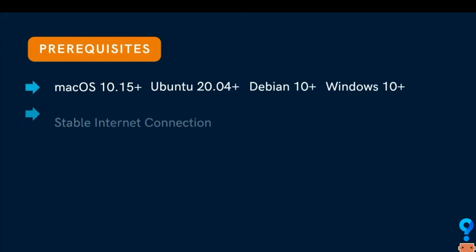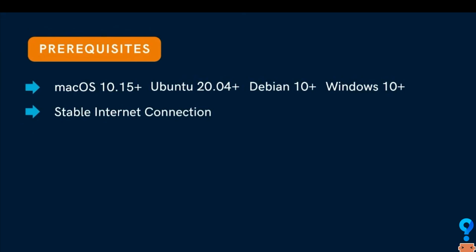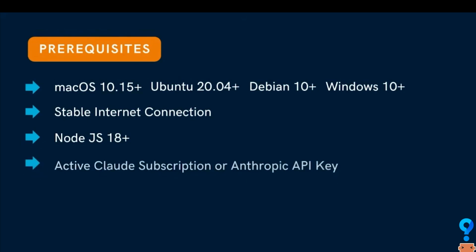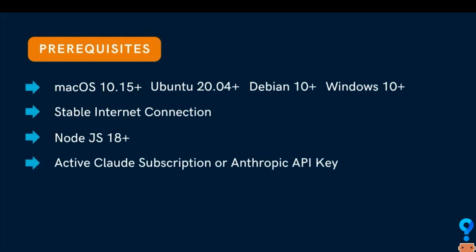Make sure you have a stable internet connection during installation because some parts of the setup are downloaded from the web. It also needs Node.js version 18 or higher since Claude Code runs on Node in the background. You will also need either an active Claude subscription or an Anthropic API key to log in once the installation is complete.